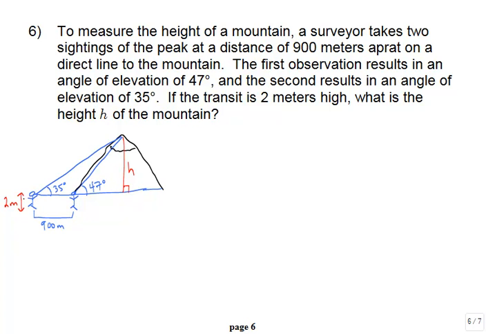So this is 2 meters off the ground, so we're elevated slightly off the ground before we look up to the top of our mountain. We will need to consider that 2 meter transit height at the end, but initially we're not going to worry about it yet. We're just going to see if we can find out what this h is right here, and then in the end we'll worry about that transit height. Okay? So what's the first thing that we want to figure out here?